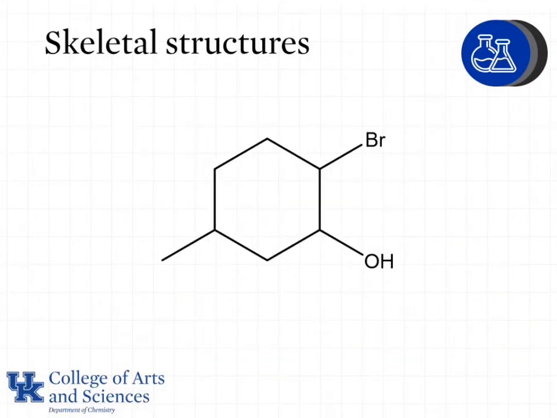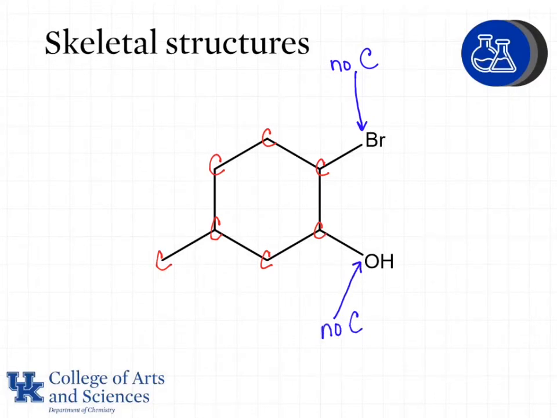Now let's look at a skeletal structure that involves a ring. This is no different than how we would interpret any other skeletal structure. We can start by drawing in our carbon atoms as we go around the ring. As on the previous example, there is no carbon atom between the carbon in the ring and the bromine atom. The bond there represents the carbon-bromine bond. There's also no carbon atom between the carbon and the OH group.